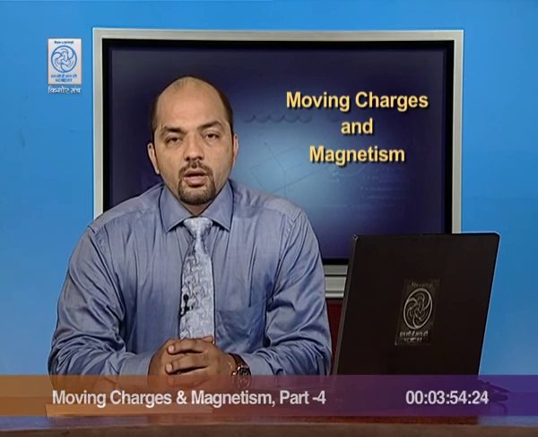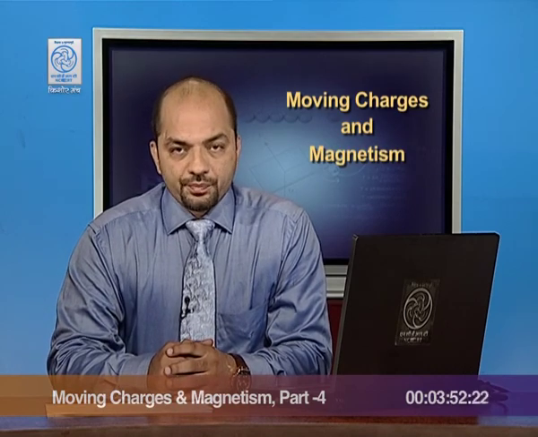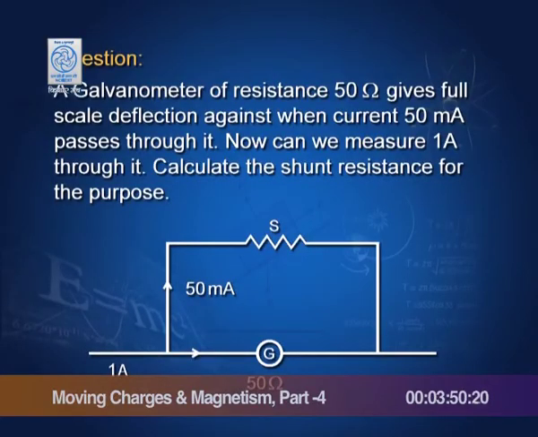Let us study a numerical based on the situation. Let we have a galvanometer of resistance 50 ohm which gives us full scale deflection when 50 milliampere current passes through it. If we have to convert this galvanometer into an ammeter so that it can read a current of 1 ampere, then we connect it with a shunt resistance S.